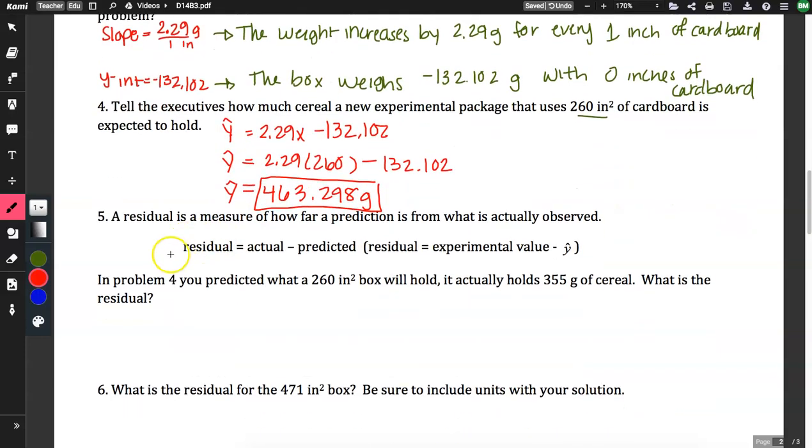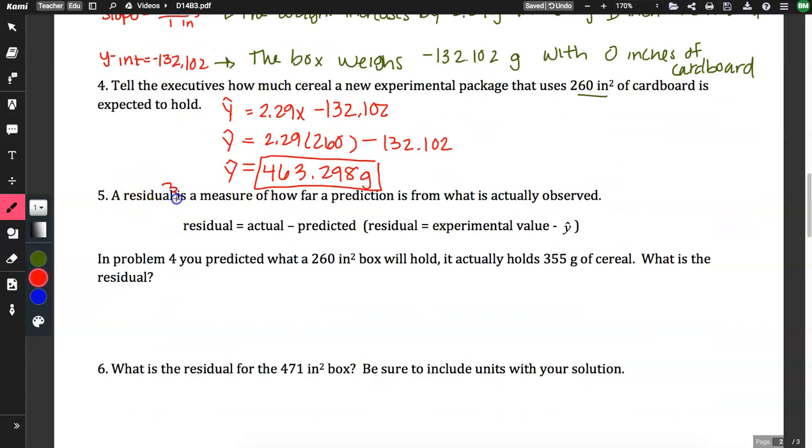Now we're going to get into the new part, and that's this idea of residual. A residual is a measure of how far a prediction is from what was actually observed. When we find a residual, it's just a calculation, and I usually refer to it in this way. It's the actual value minus the predicted value. Another way people talk about it is the experimental value minus y hat.